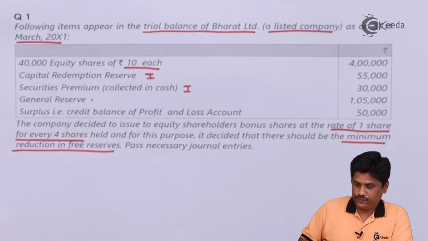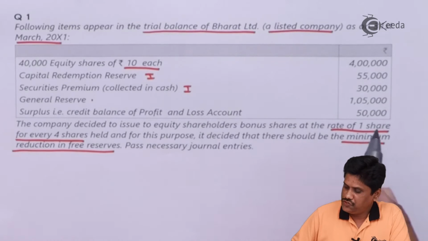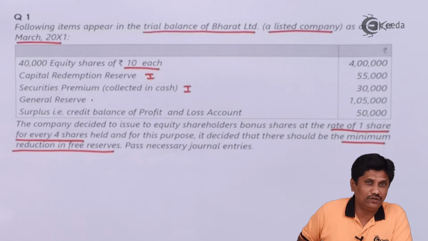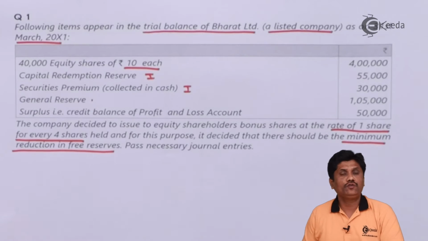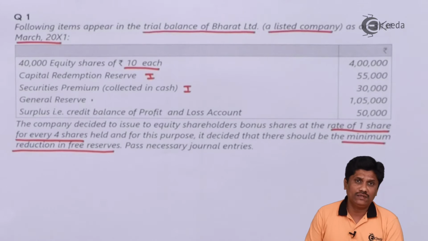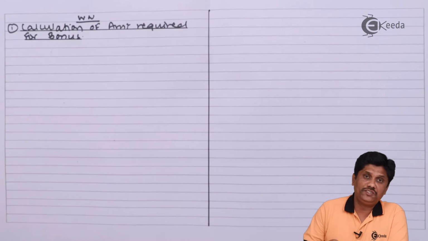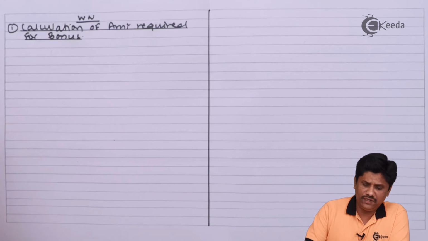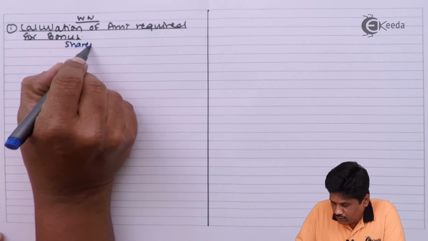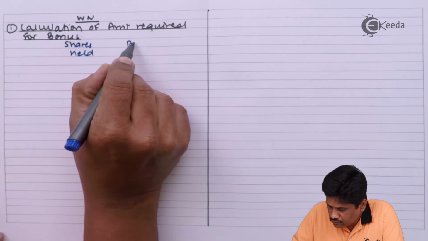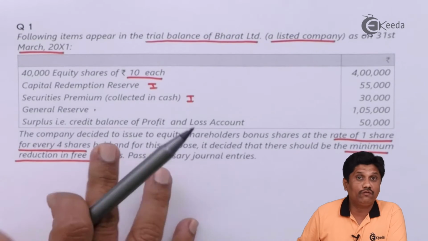In this question you can notice they have said that 1 bonus share will be given for 4 shares held. So I need to do a small working to decide how much amount I exactly need for the bonus. So this working note we are doing for deciding how much amount we need for bonus. To calculate the amount required for bonus, we have to consider how many shares are held and how many bonus shares can be given. So shares held and bonus shares are the two things we need. If you have four shares, you will get 1 bonus share.